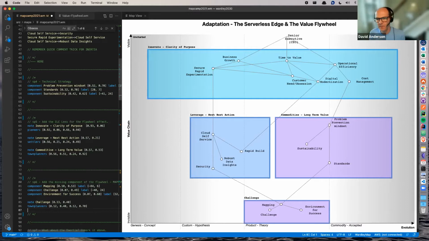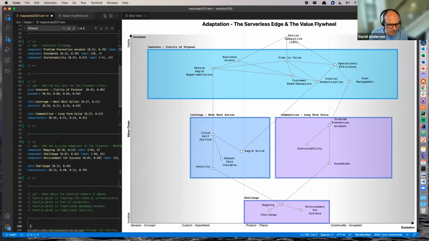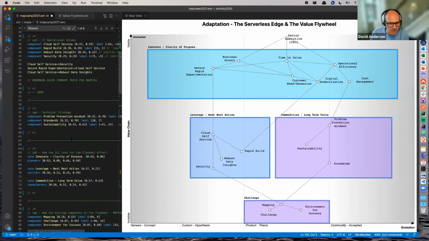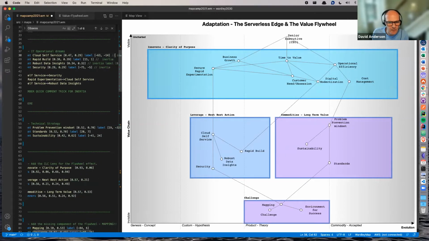The flywheel effect came from Jim Collins' Good to Great book that came out a few decades ago. I think mapping and that sense of challenge is an absolutely critical component of that. But okay, well, let's move in as we start to map this out. There are a few inertia points I mentioned, so let's add those back in again. So we have an inertia point here for cloud self-service.